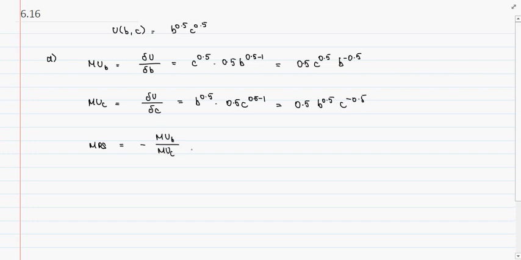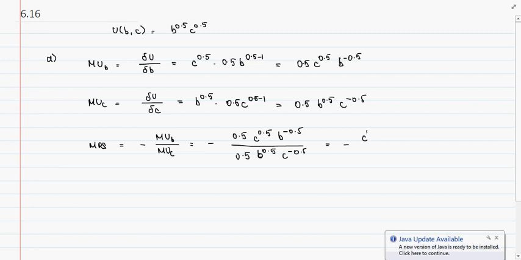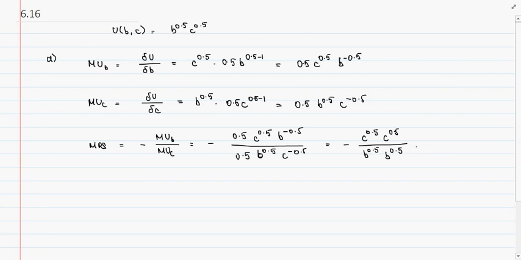Therefore the marginal rate of substitution is just going to be the negative of the marginal utility ratio, and so I get negative 0.5 C^0.5 B^-0.5 divided by 0.5 B^0.5 C^-0.5. Now the 0.5 cancels with the 0.5 over here, so they cancel out, and C^0.5 remains the same over here. If I move C^-0.5 from the denominator to the numerator, then I can get rid of the negative sign, so it becomes C^0.5. Very similarly, B^0.5 remains the same, and if I move B to the power negative 0.5 to the denominator, then it becomes positive.